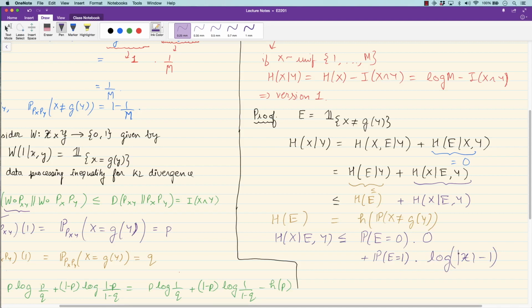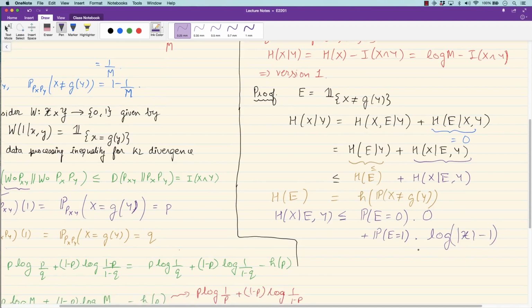So once again, we are writing it as H(X|E=0,Y) times the probability E equal to 0, and then H(X|E=1,Y) times the probability E equal to 1. This is sort of bad notation. I have a condition on an event and then a conditional entropy going on, but I hope you understand what I mean. So this term only can take cardinality of X minus 1 values, and therefore you have just this.